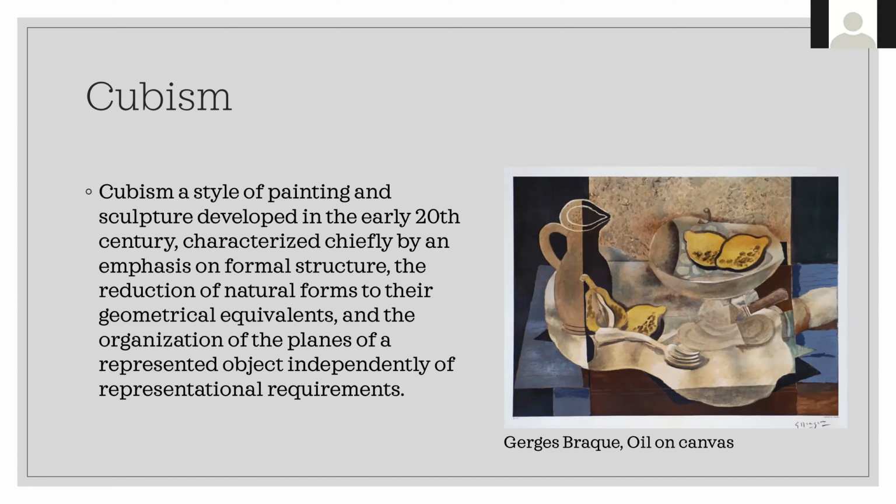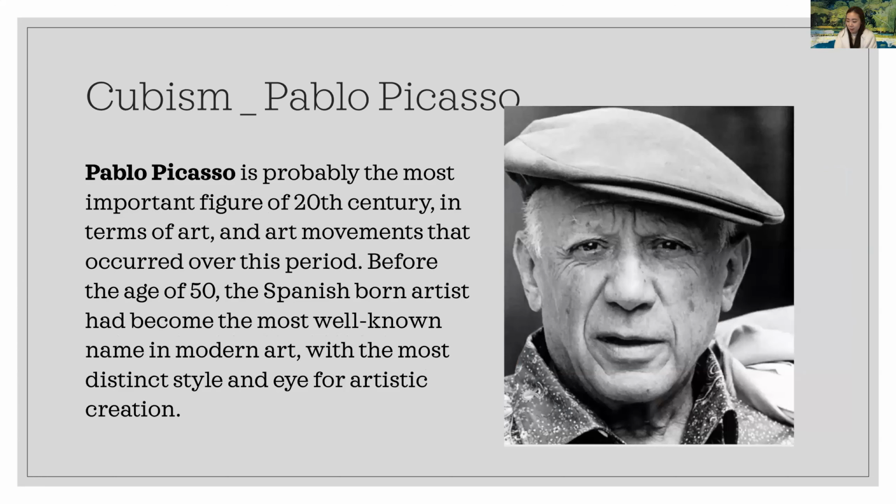Is it Picasso? That's right. Very good. The most famous artist of Cubism is Pablo Picasso. So Pablo Picasso, probably the most important figure of the 20th century in terms of art and the art movements that occurred over this period. And by the age of 50, the Spanish-born artist had become the most well-known name in modern art with the most distinct style and eye for artistic creation.